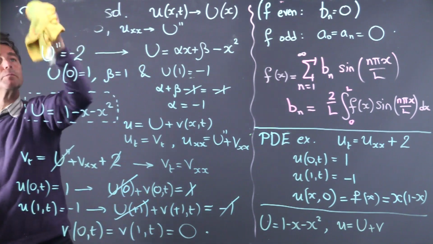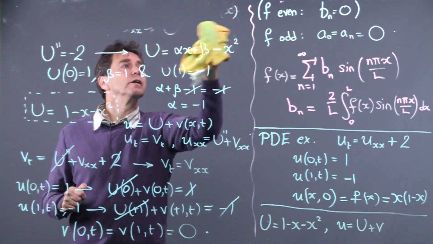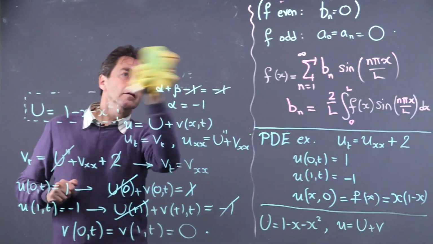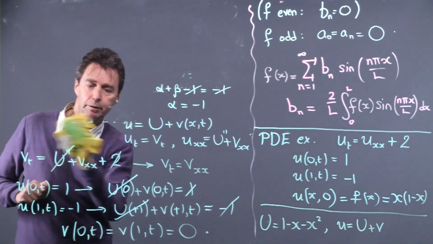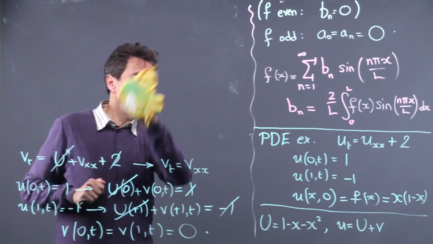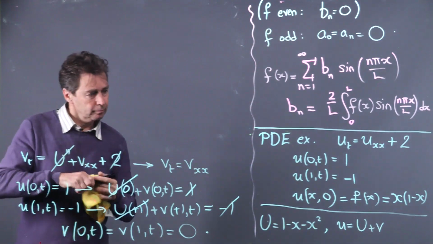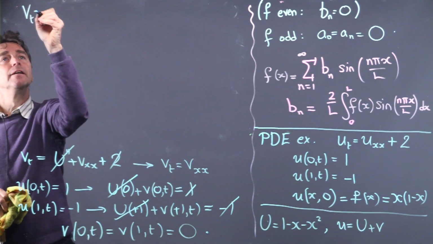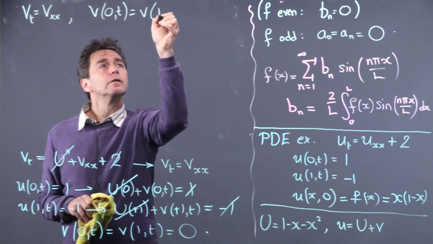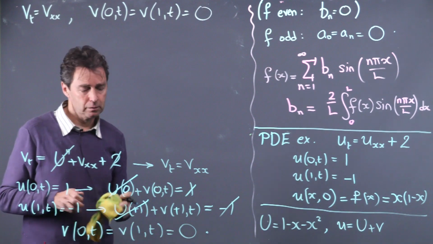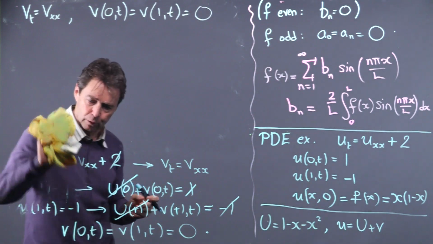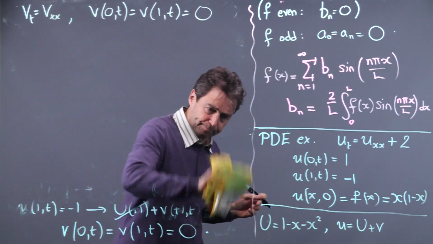So now I've got the homogeneous problem that I can apply separation of variables to for V. So let's do that. It's plain sailing at this point. So I've got V_t is V_xx, V of 0 is V of 1 is equal to 0. That's all of this.